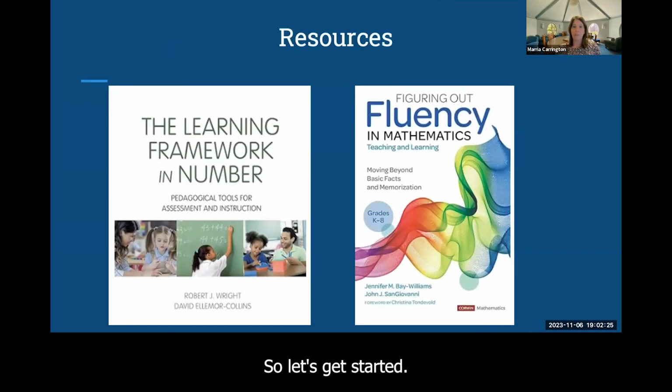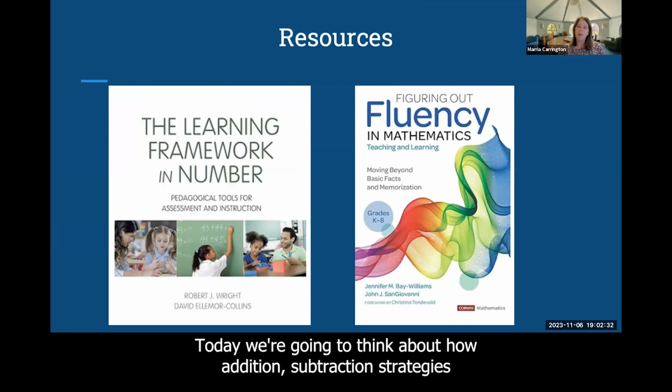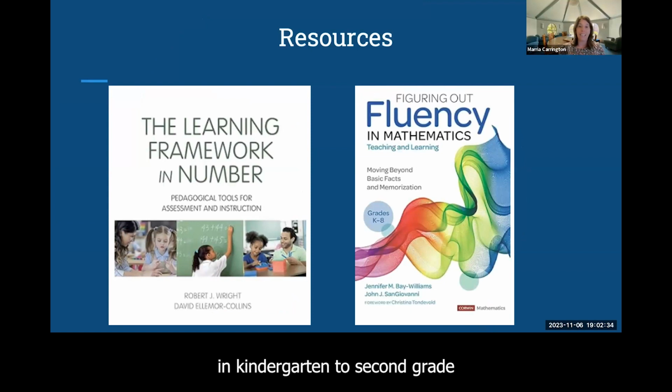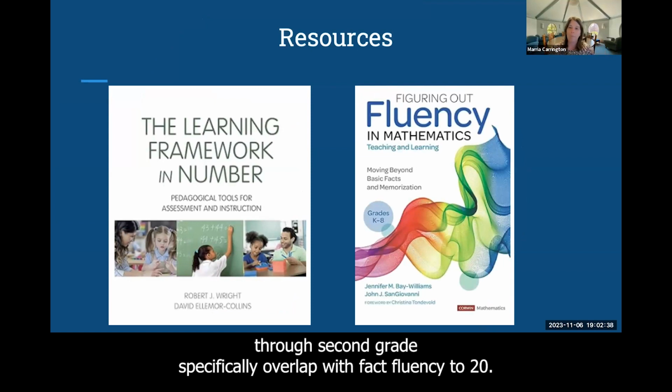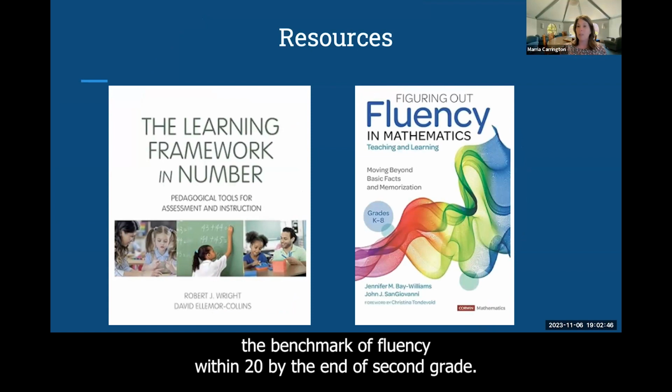So let's get started. These 2 books are a must when thinking about this topic, in my opinion. Today, we're going to think about how addition subtraction strategies in kindergarten through second grade specifically overlap with fact fluency to 20. And we're going to think about what each grade level can do to support the benchmark of fluency within 20 by the end of second grade.